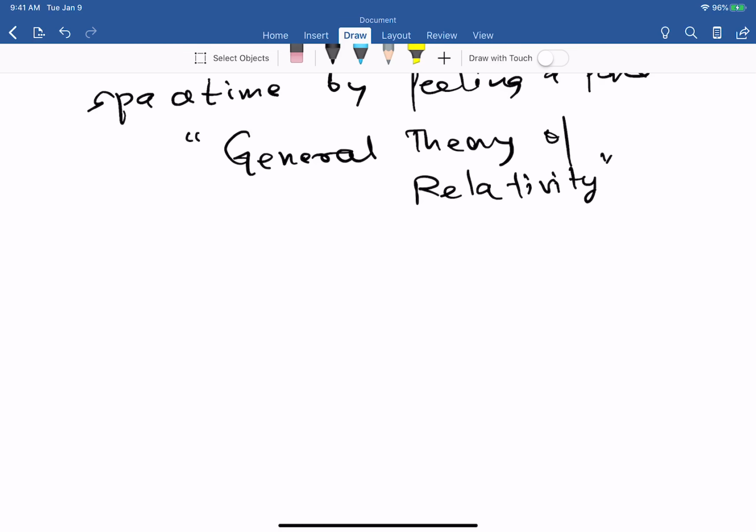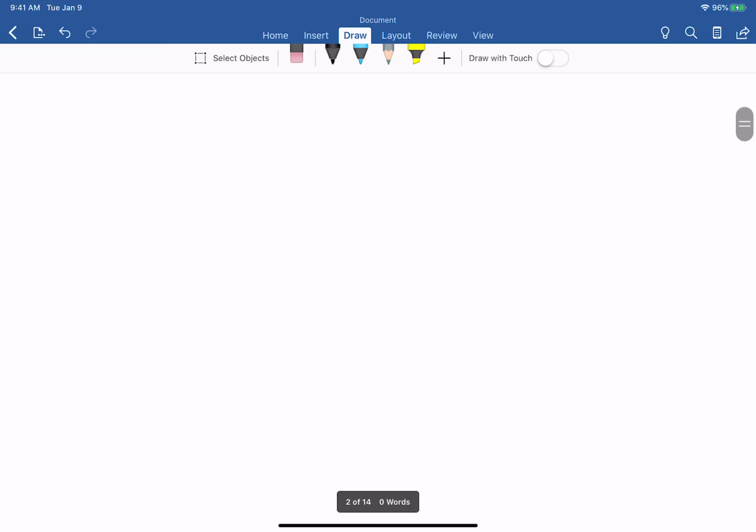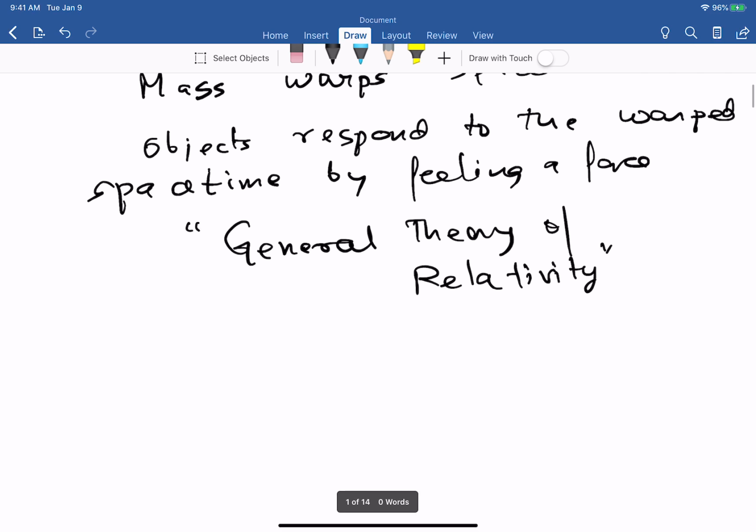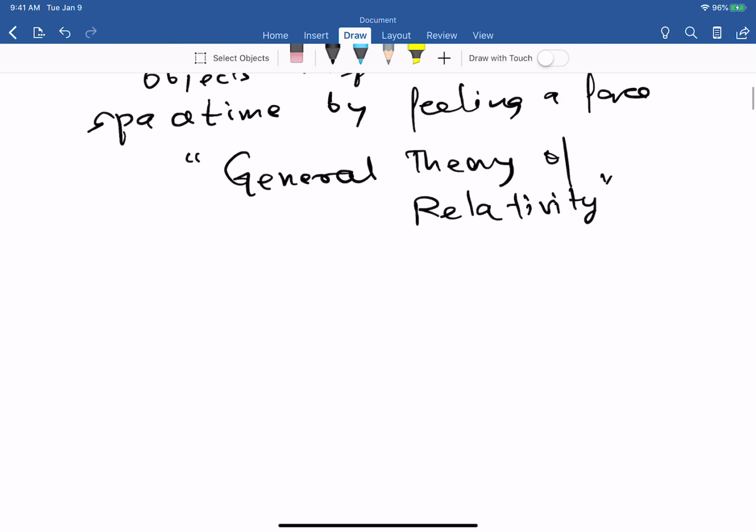The general theory of relativity is described by this equation. Oops. The general theory of relativity is described by this equation. I don't know why my iPad is acting up.